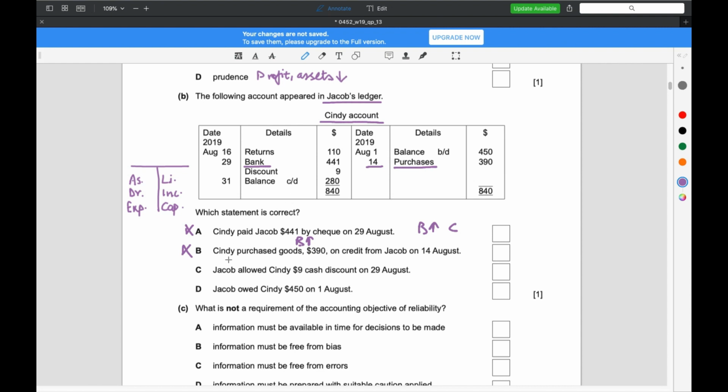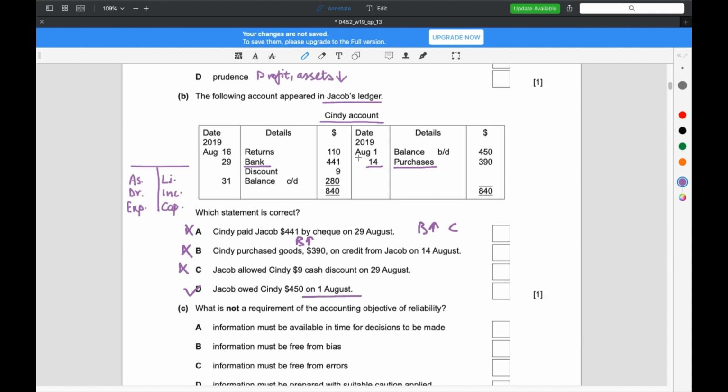So in this case, we know that Cindy actually sold goods to Jacob, and Cindy gave him a $9 discount. So this means that Cindy allowed Jacob a $9 discount, right? So automatically this leads us to option D, which is supposed to be correct, but let's just read it through. Jacob owed Cindy $450 on 1st of August.